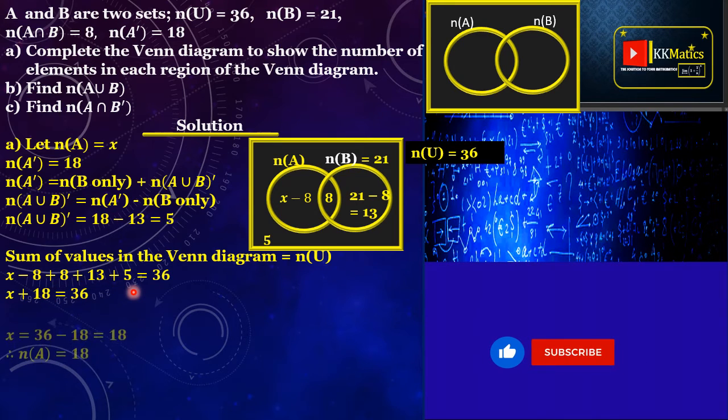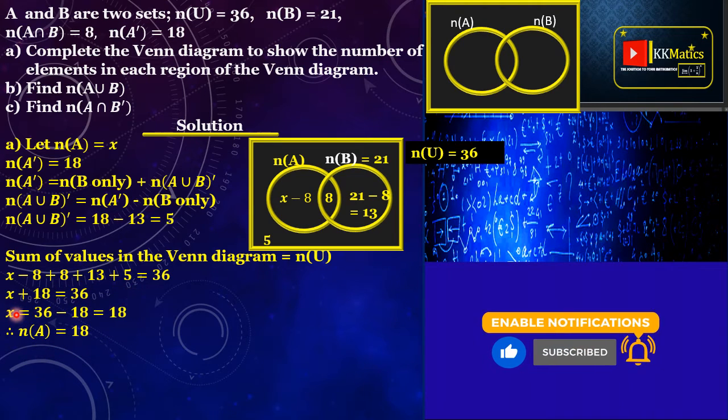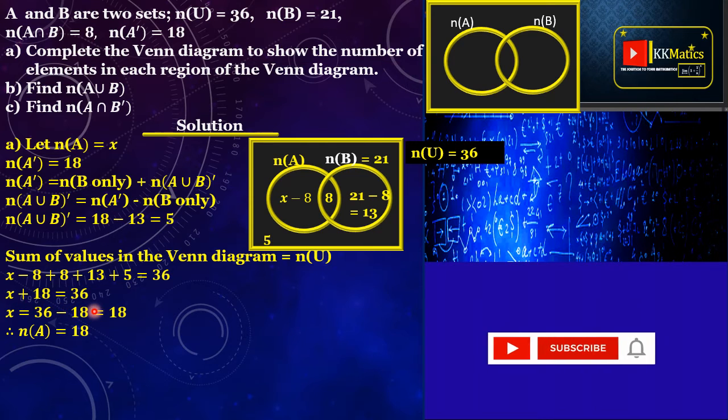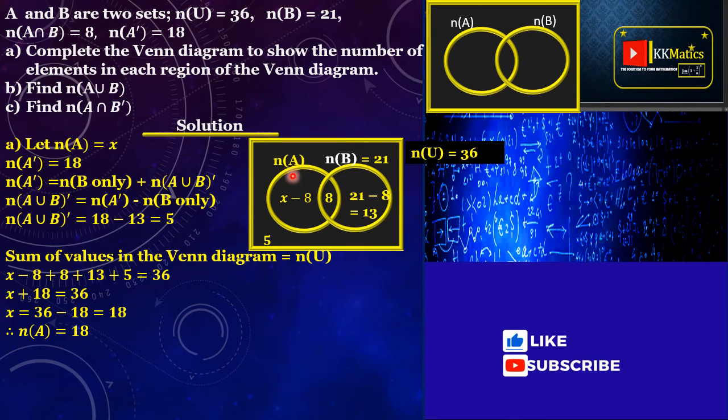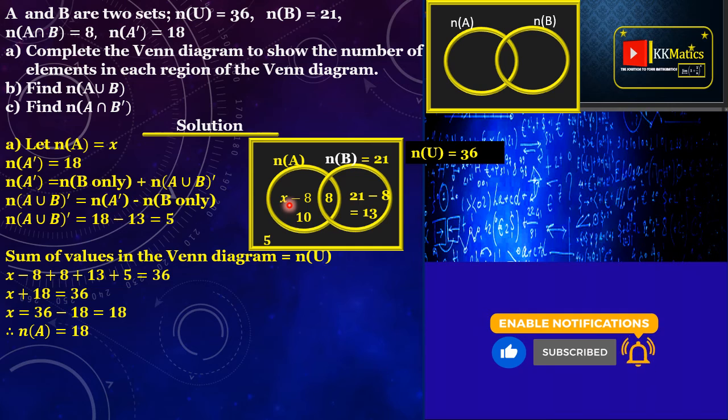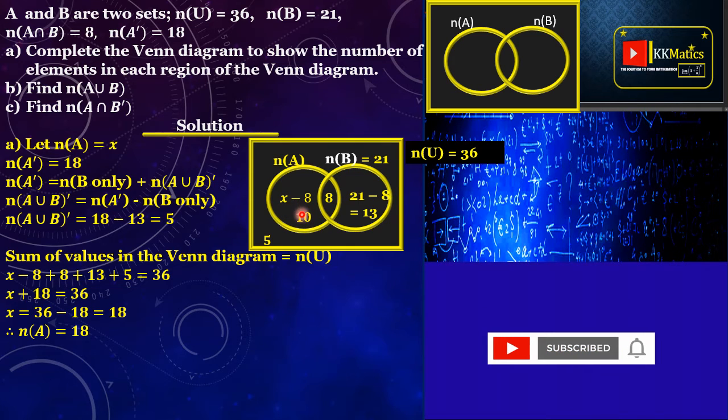So making x the subject, we'll have 36 minus 18, and this equals 18. Therefore, we can conclude the number of elements in A equals 18. So we found our number of elements in A. We can then substitute 18 here. So we have 18 minus 8, and that will lead to our result 10, as you see on your screen.